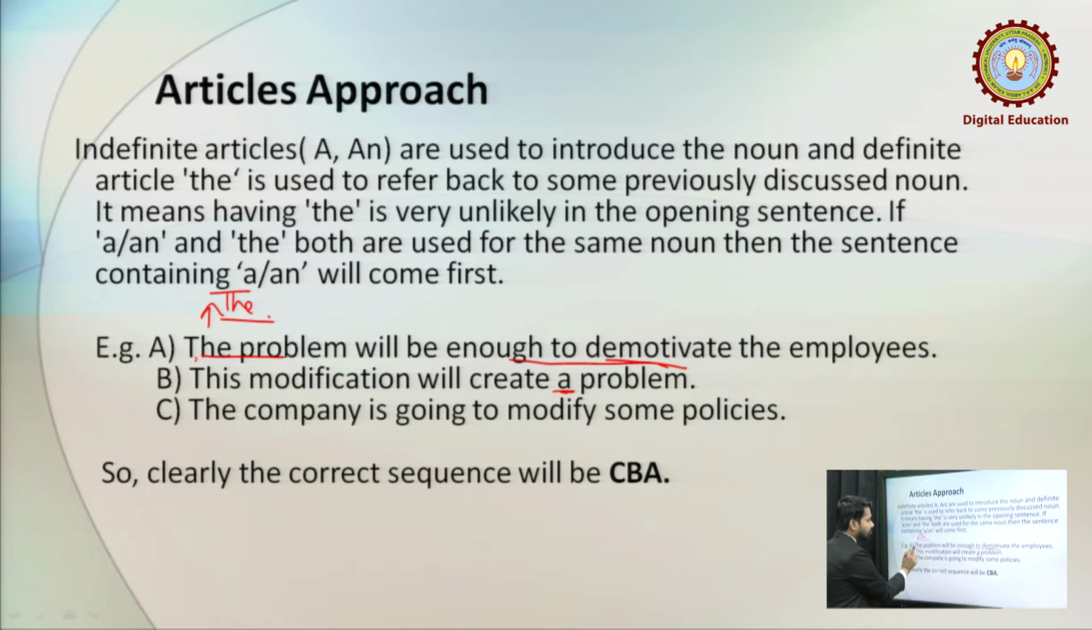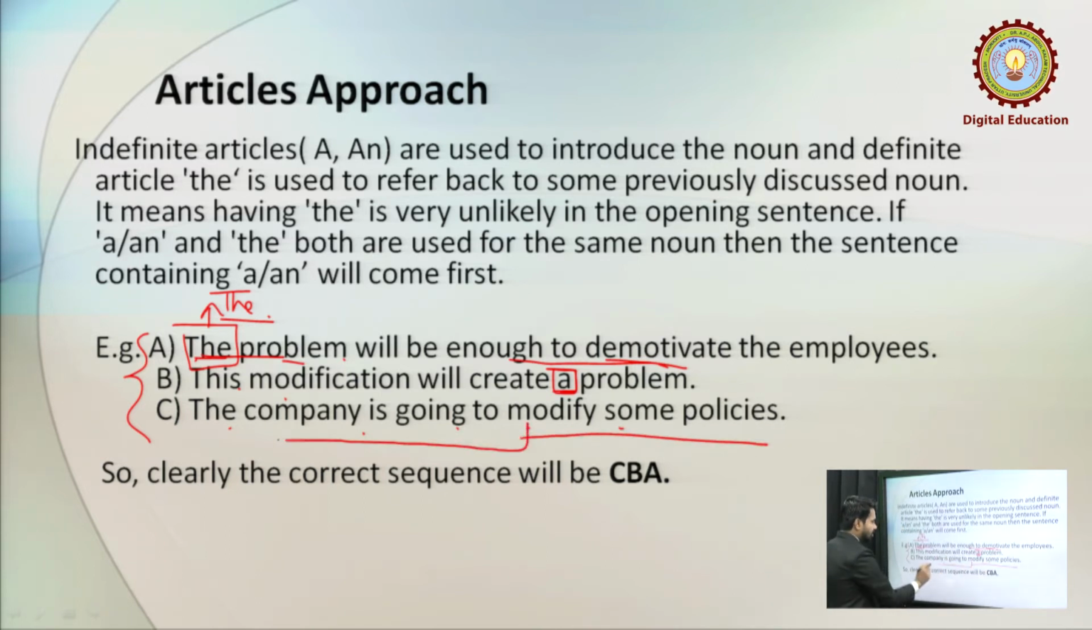Now here you can see the problem. So what is the sentence which is going to be first and which is going to be second? We have to say a first, then the. But in this sequence of the sentences, what will be the first sentence? This modification. So if we are using this modification, this is definite, something which has been modified we have to introduce here. The company is going to modify some policies. Yes, modify and modification. So you can connect this from here.